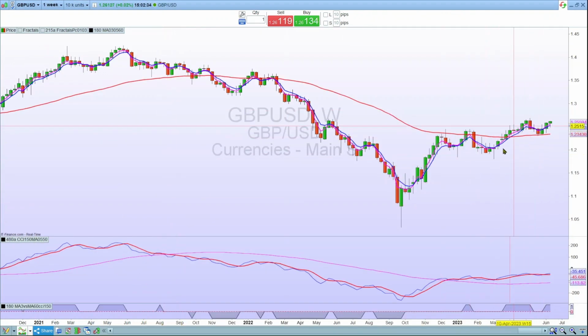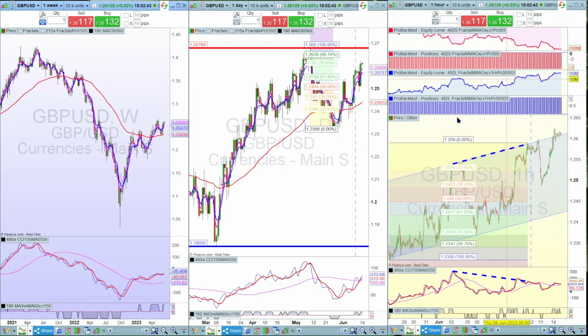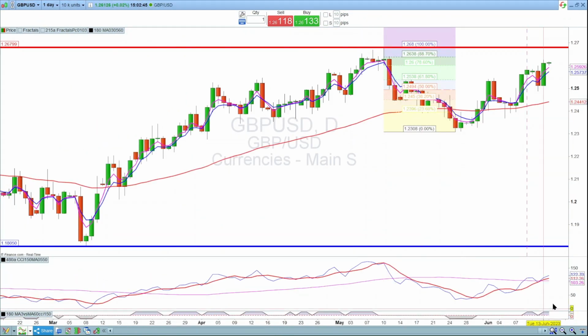On the weekly, first off, the triple moving average of the price chart and the moving average of the CCI 150 are aligned, and it's giving us this bullish signal. On the daily, likewise, that signal is a bullish signal, so long trades only on the hourly.